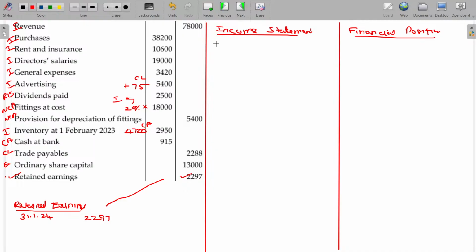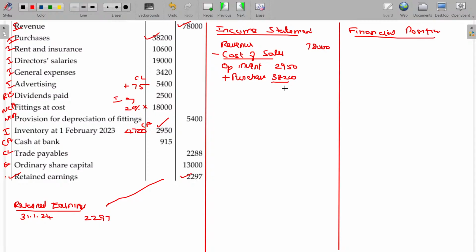Right. So we'll start with the revenue. Revenue here being 78,000 minus cost of sales. In cost of sales, we start with the inventory in the beginning. Opening inventory 2,950. Add purchases 32,800.